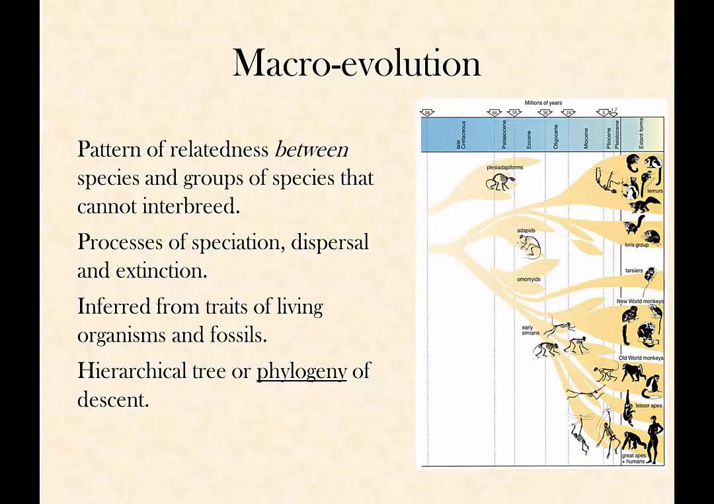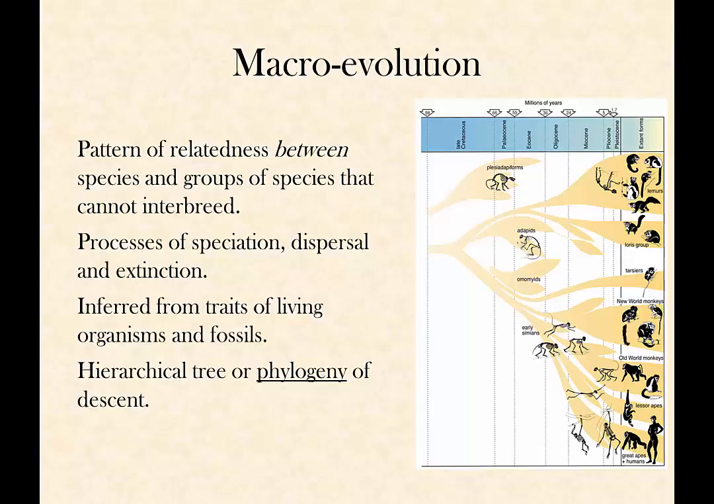Macroevolution is the pattern of evolution among species at large spatial and temporal scales. So it's the relatedness between groups of species that cannot interbreed. We're interested in the processes of speciation, the creation of new species, which is basically the microevolution part, but also the dispersal and extinction of species across geographical space.